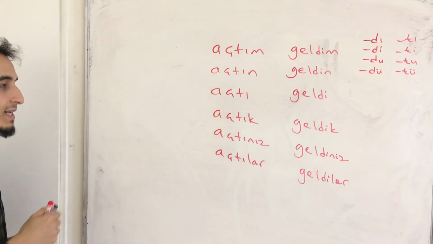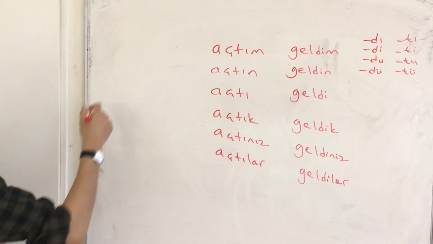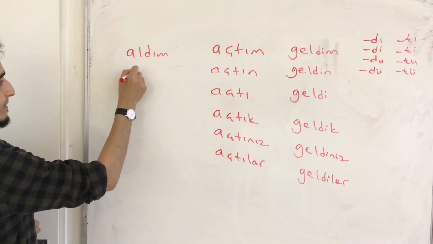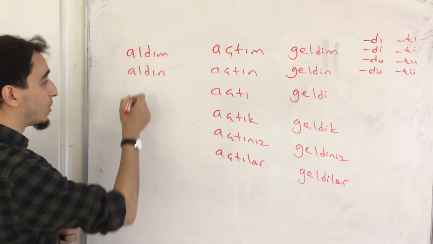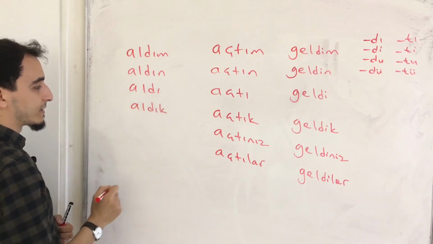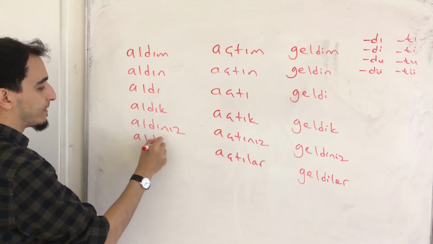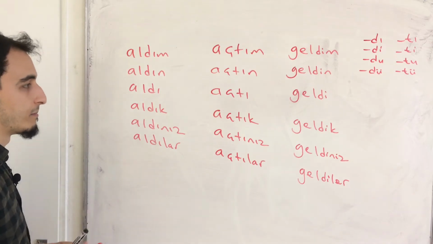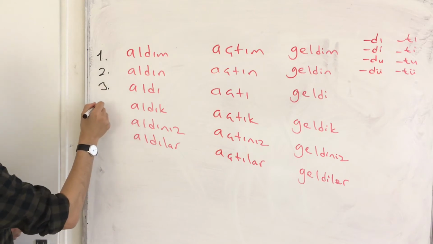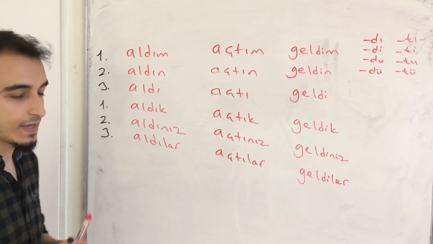Let's see one more example. Almak is to take and to buy also. Bakalım. Ben aldım. Sen aldın. O aldı. Biz aldık. Siz aldınız. Onlar aldılar. Tamam mı? Şöyle yapalım. And plurals. Tamam mı? This way. Evet.